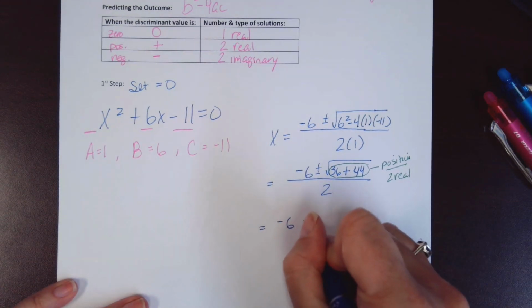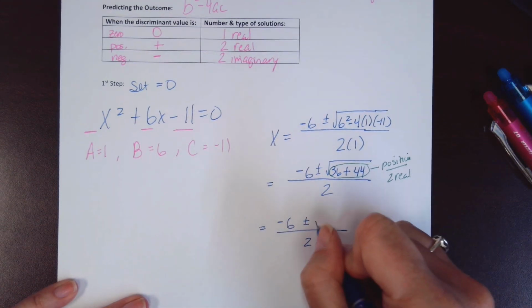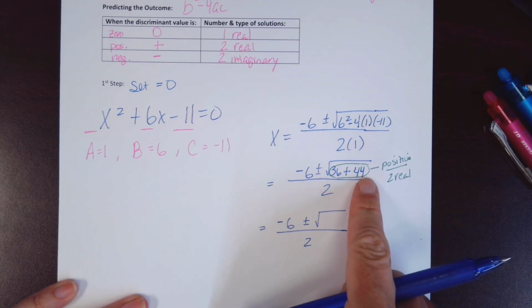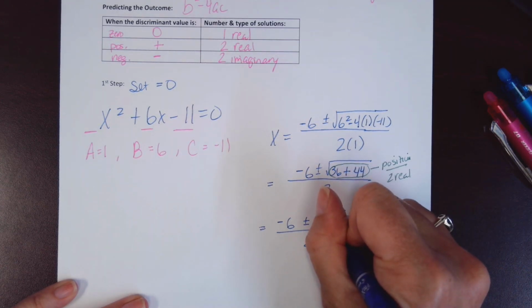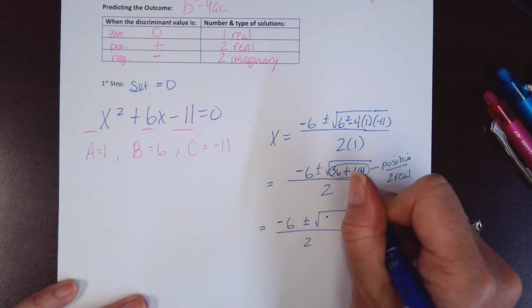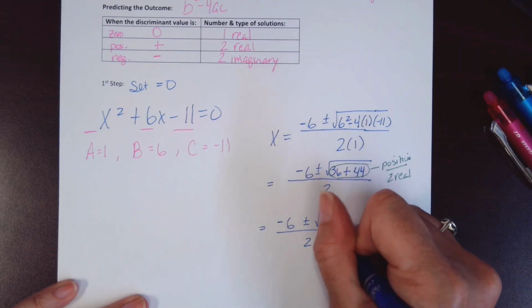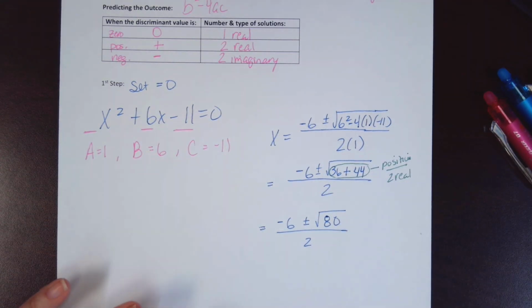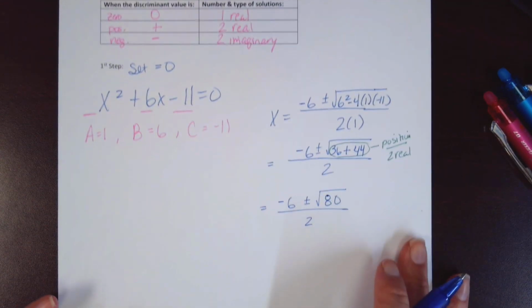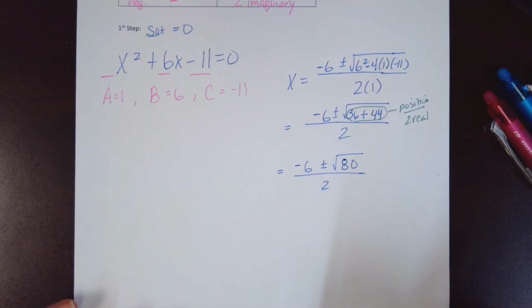We've got negative 6 plus minus, all over 2. Square root of 36 plus 44 is 100, right? No, sorry. In my head, I'm doing things that I shouldn't. 70, 80. There we go. 80. Not a perfect square. If it's a perfect square, we wouldn't have that radical in our answer.